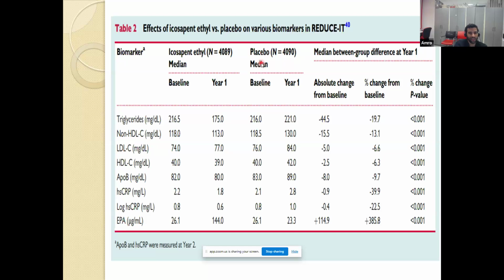Mineral oil is a really weird oil to use for placebo. Normally, for placebo, they use corn oil, but in this trial, they used mineral oil. Look what mineral oil did to the placebo. It worsened patients' lipid profile. So it worsened their triglyceride, their non-HDL cholesterol, their LDL cholesterol, their ApoB, and their highly sensitive CRP, so their inflammatory markers.